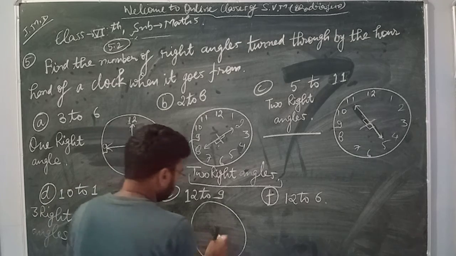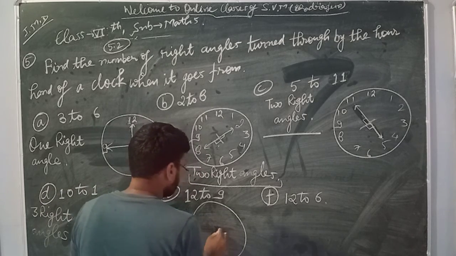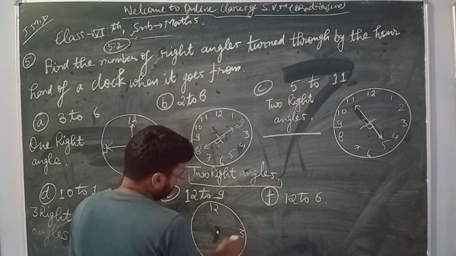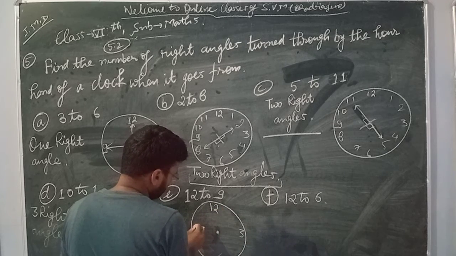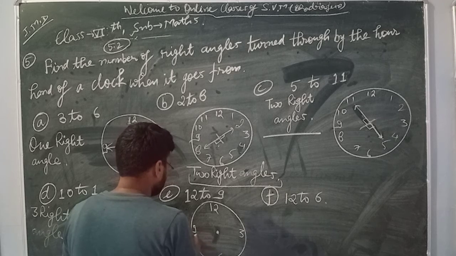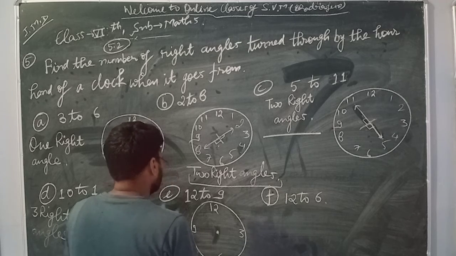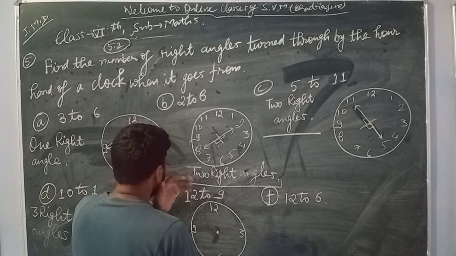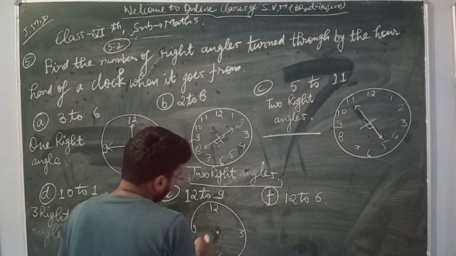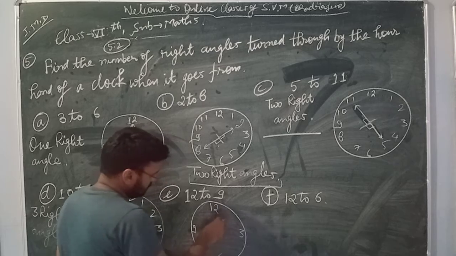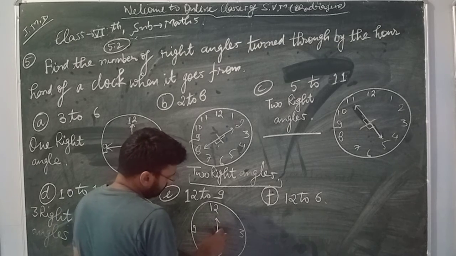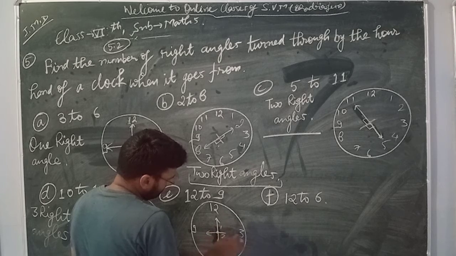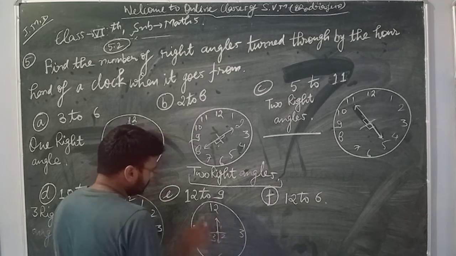This is the center of our clock. This is 12, this is 3, this is 6, and this is 9. So from 12 to 9. We have to go towards 9. This is our first right angle, second, and this is third. So we have to move 3 right angles.